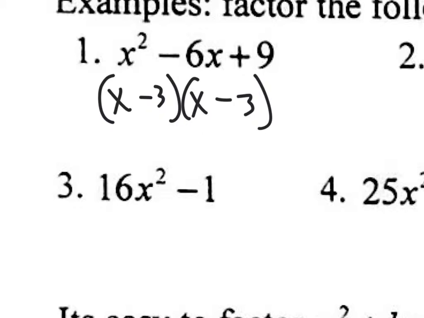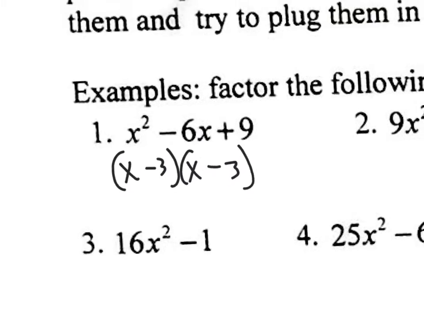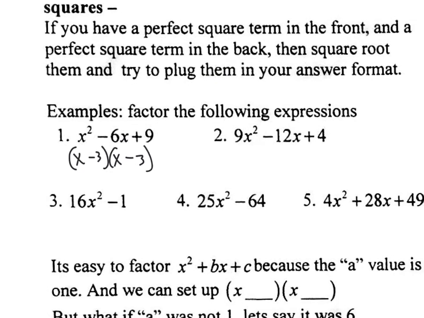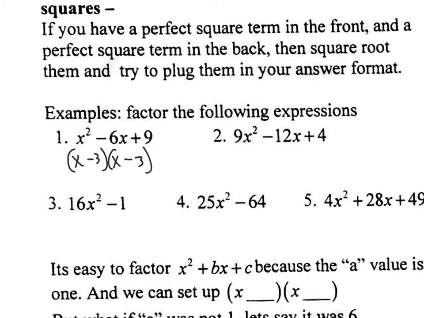Now, on this section, though, it says if you have a perfect square term in the front and a perfect square term in the back, then square root them and try to plug them into your answer format. Okay, now what do I mean by try? Sometimes it works, sometimes it doesn't work. So here's the main gist of this.